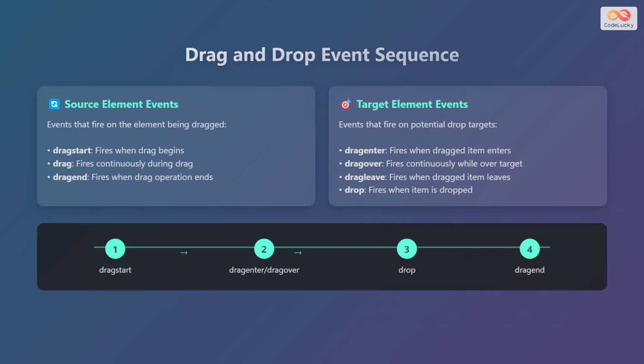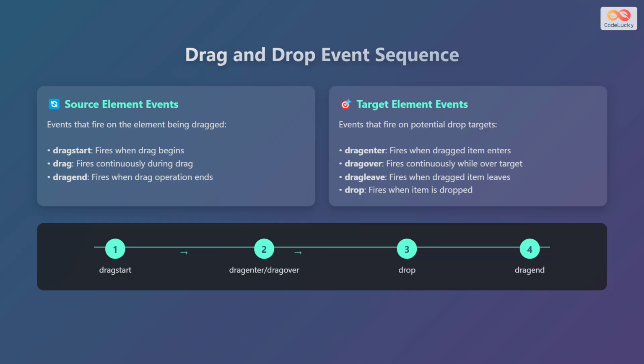In this section, we'll discuss the sequence of events in HTML drag and drop. There are source element events and target element events. Events that fire on the element being dragged are drag start, which fires when the drag begins, drag, which fires continuously during drag, and drag end, which fires when the drag operation ends.